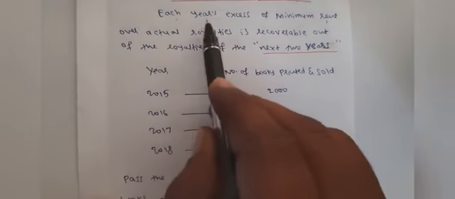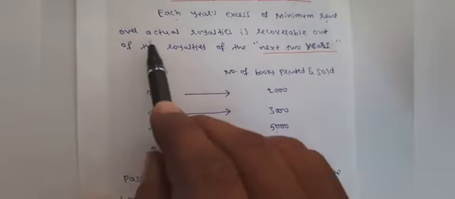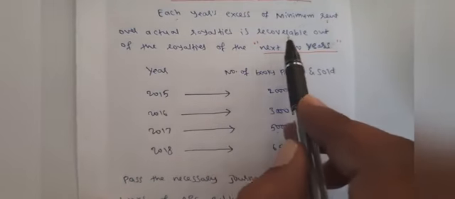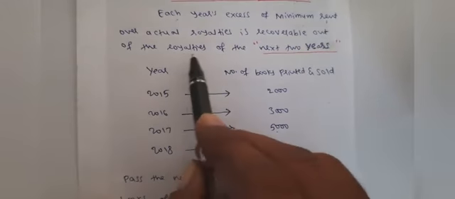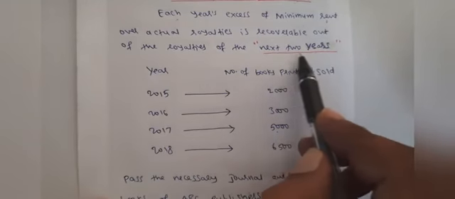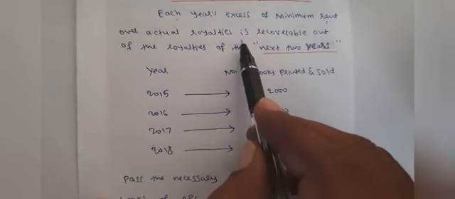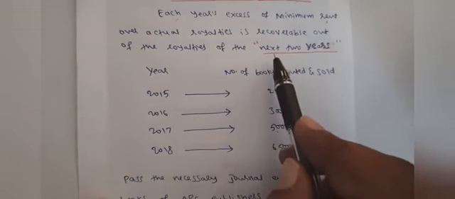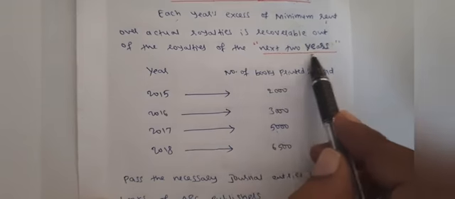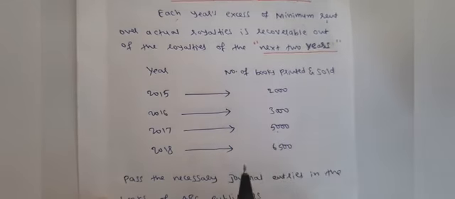Next, each year's excess of minimum rent over actual royalties is recoverable out of the royalties of the next 2 years. So this is nothing but recoupment of short workings. The short workings will be recouped up to the next 2 years.